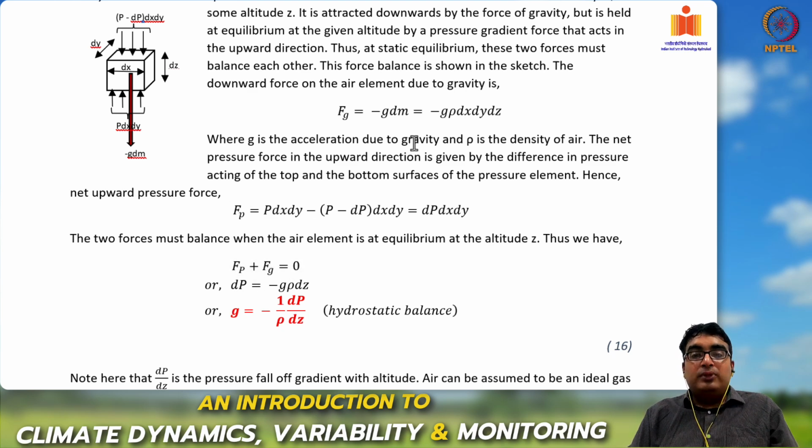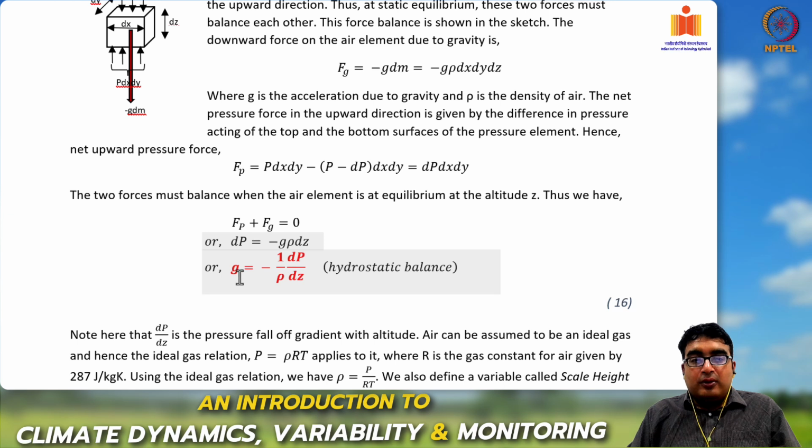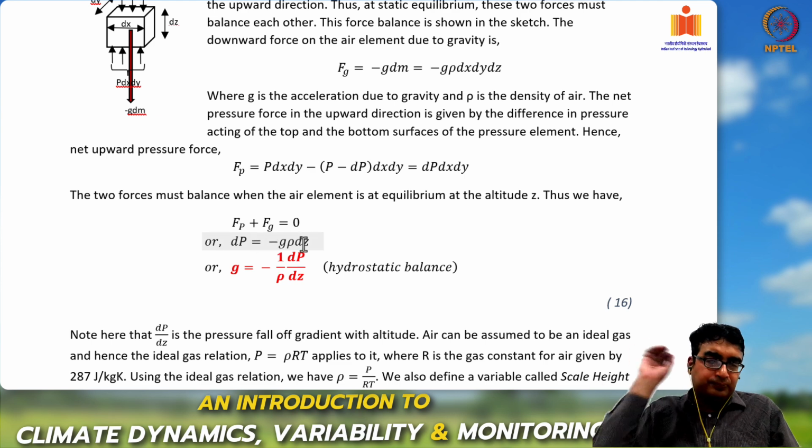So Fp is dP dx dy and Fg is minus g rho dx dy dz. We can take out dx dy. So this becomes dP equals minus g rho dz. So dP equals minus g rho dz.